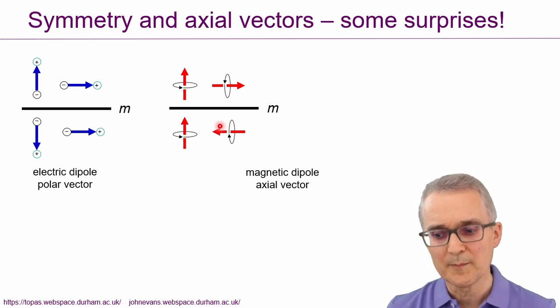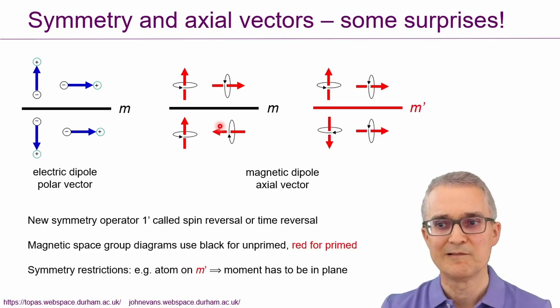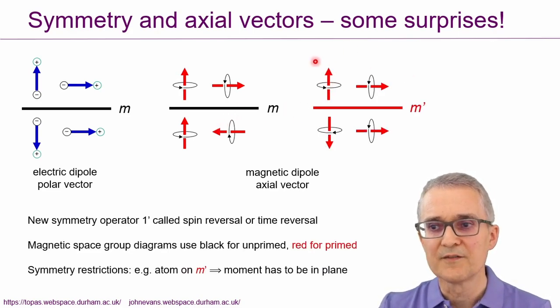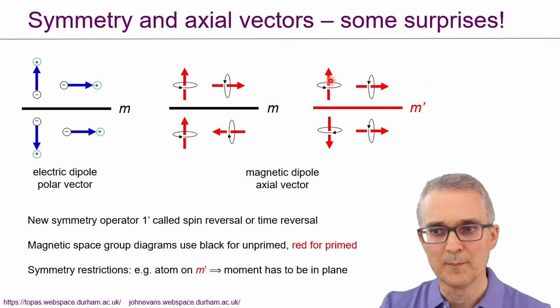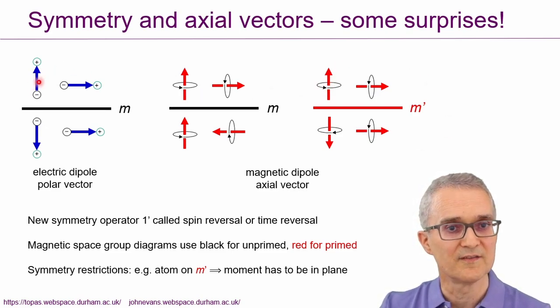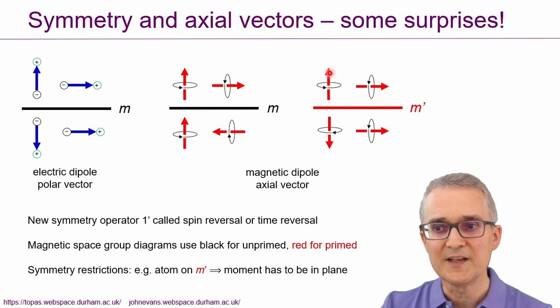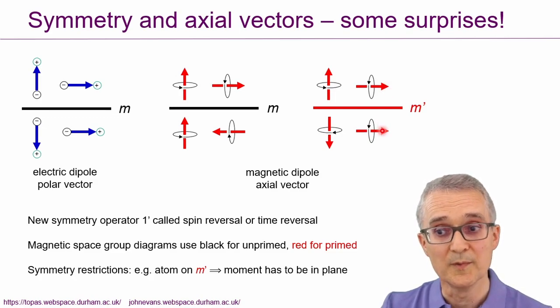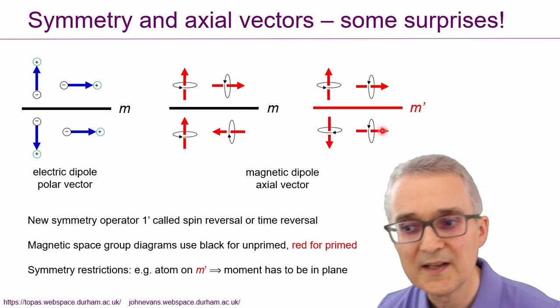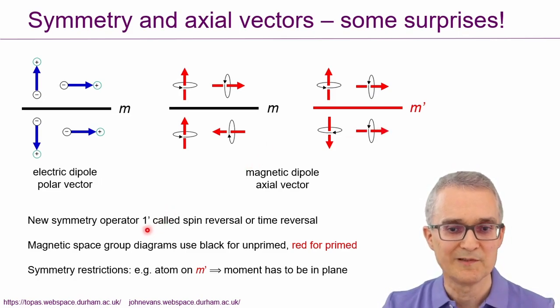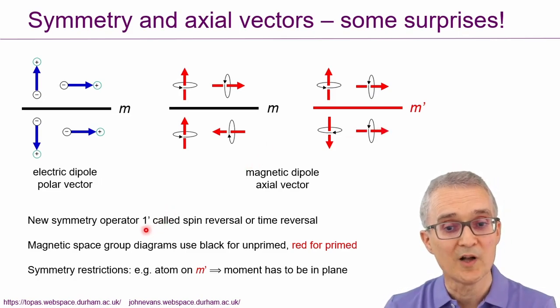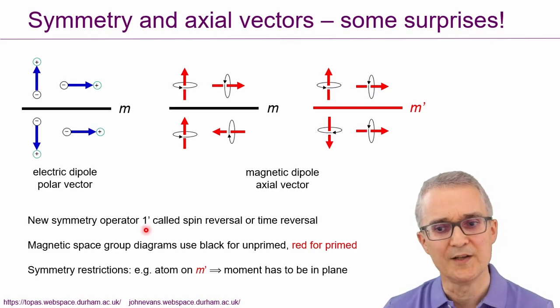Now, it turns out when we're looking at real magnetic materials, we may need to describe symmetry operations which have got the form on the right here, where the magnetic dipole, the axial vector, does behave like a conventional vector. There may be a symmetry relationship we need to describe where you've got a moment pointing up and it's related by some kind of a mirror to a moment pointing down. Or we might like to relate a moment pointing to the right to another moment pointing to the right. So to do that in magnetic crystallography, we introduce a new symmetry operator, which is called the 1' operator, or the spin reversal operator, or in physics people call it the time reversal operator.